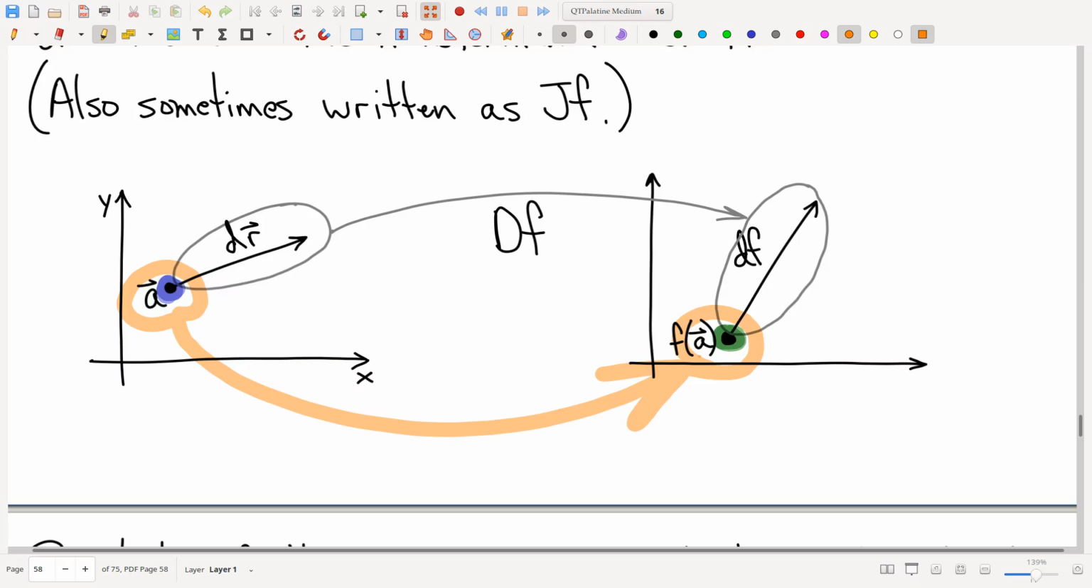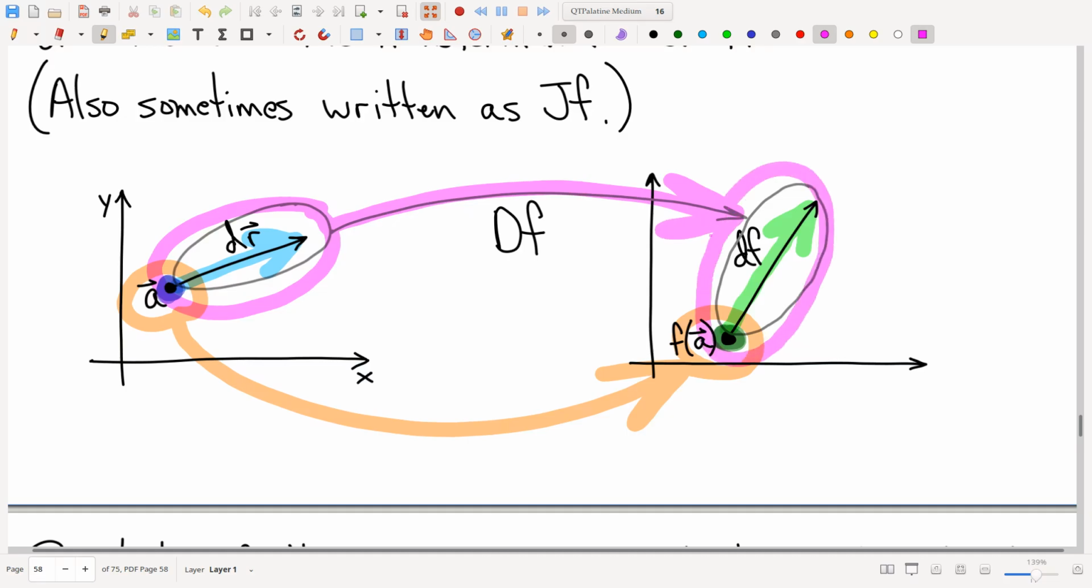df also shows up on this picture in the sense that it doesn't take points to points, but it takes input changes to output changes. And so it doesn't take the point to the point, but it takes this vector to that vector.